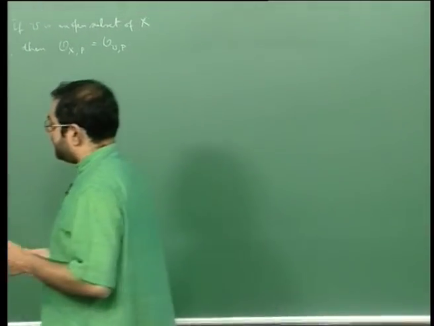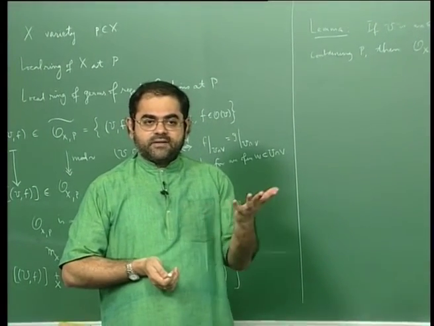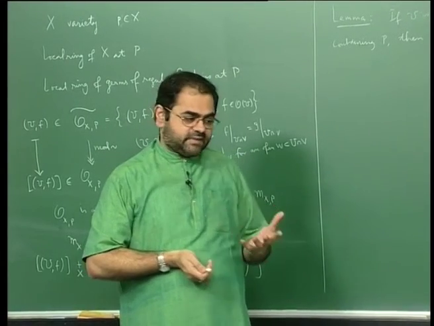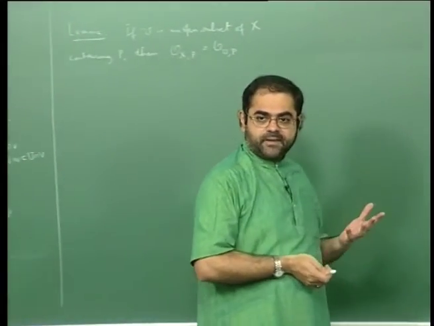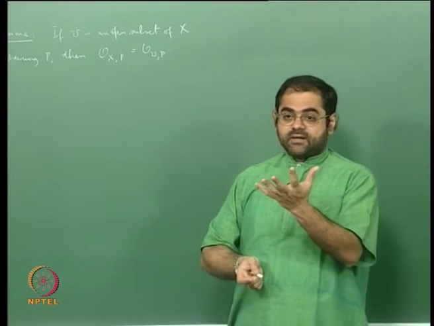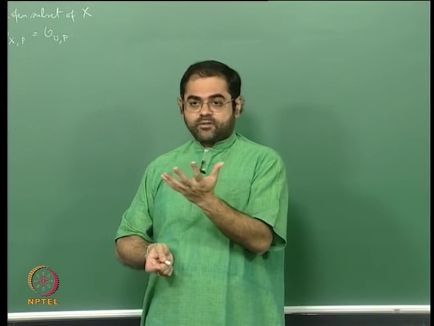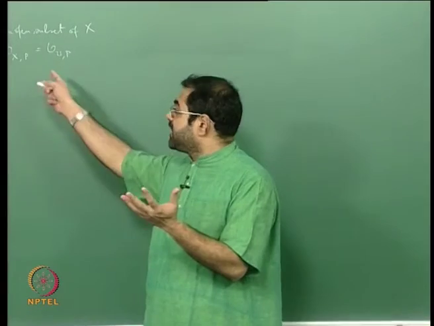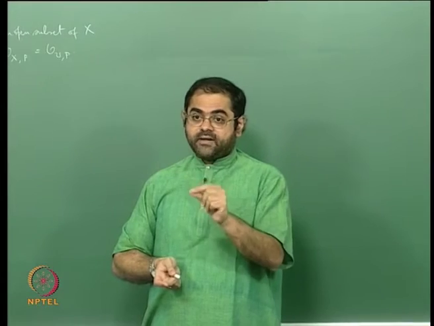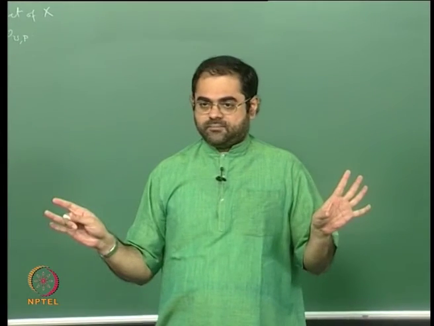So what is the importance of this lemma? Give me any variety; we proved last time that any variety can be covered by finitely many open subsets, each of which is isomorphic to an affine variety. Therefore if you give me any variety and a point on it, I can choose an open subset containing the point which is isomorphic to an affine variety, and by this lemma I just have to calculate the local ring of an affine variety at a point. That will give me the local rings of any variety at any point.